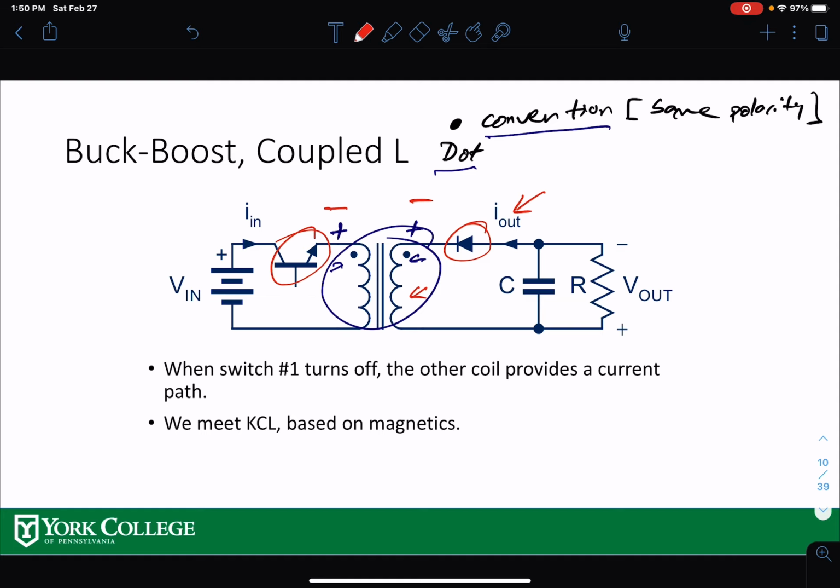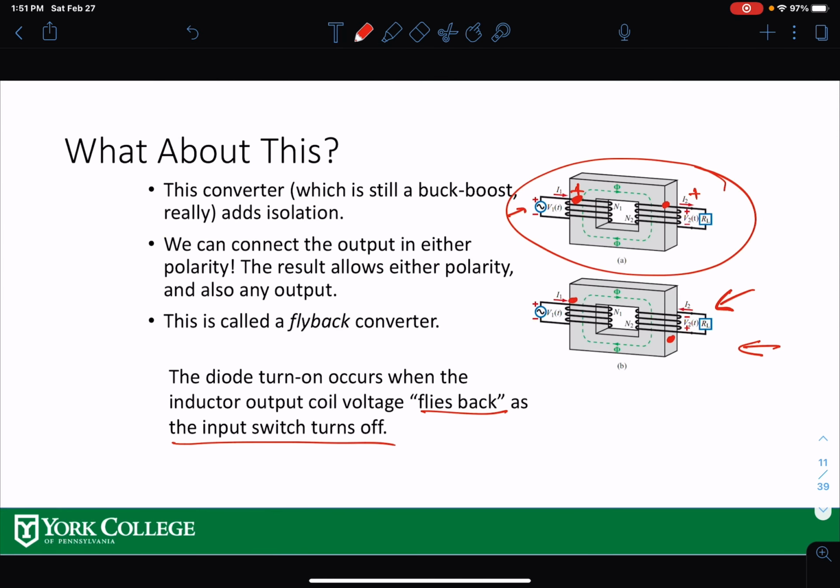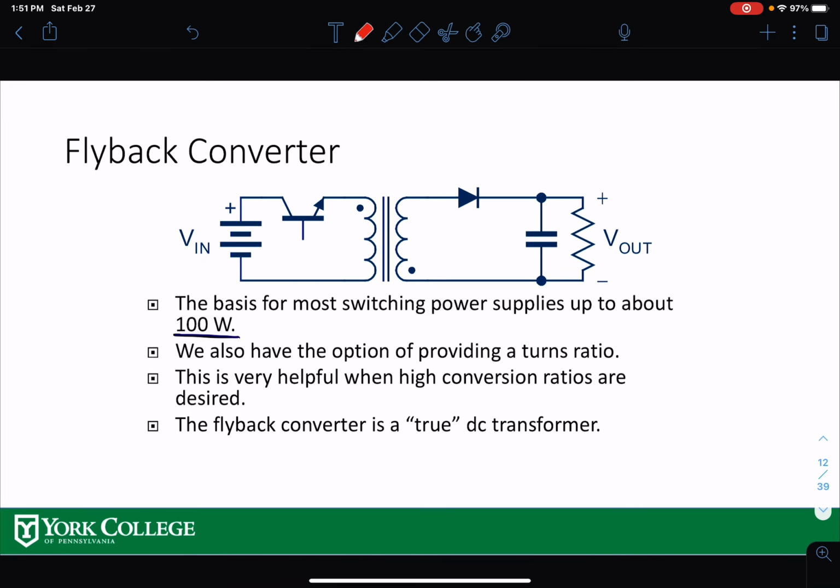Let's see. When this one is positive and this one is positive, the diode cannot work because it's reverse biased, right? But when this one becomes negative, that means the diode becomes forward biased, and then it starts to work, right? So that is the flying back to work. That is a flyback converter.